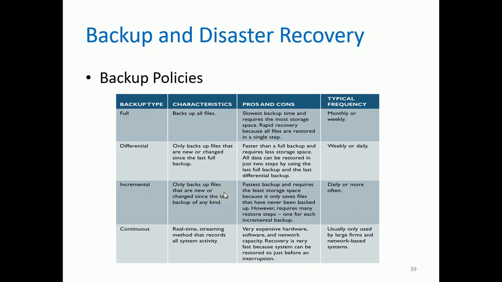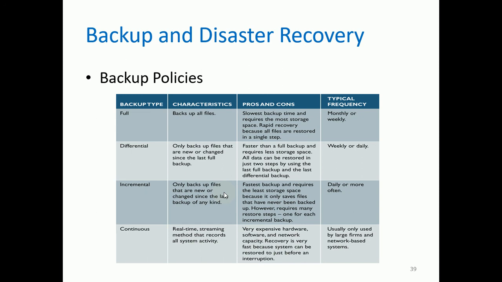So next we have the incremental backup. It only backs up files that are new or changed since the last backup of any kind. So it is the fastest backup and requires the least storage space because it only saves files that have never been backed up. So that is the difference from differential backup. However, it requires many restore steps, one for each incremental backup. So that is the disadvantage. And then the typical frequency for incremental backup is daily or more often.